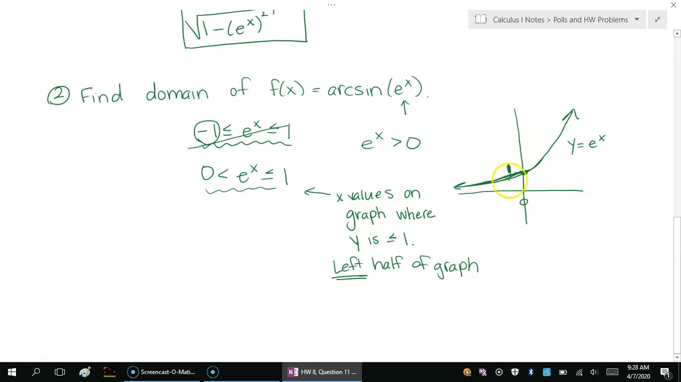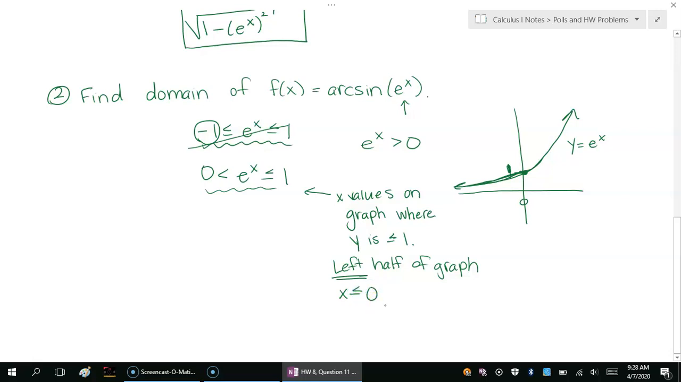And if I look at my left half, all of the y values are less than 1, and as x gets further and further to the left, I'm approaching 0. So they're all going to be less than 1 and greater than 0. On the right-hand side, all of my y values are bigger than 1 because of this exponential growth. So really what I'm looking at are the x values on the left half of my graph. Well, those are the x values on the left that are negative, so less than or equal to 0.